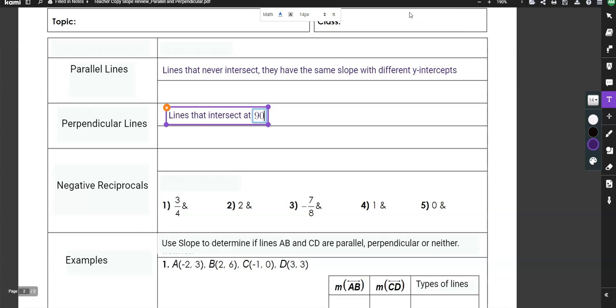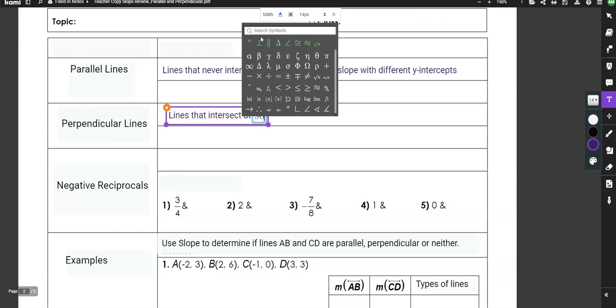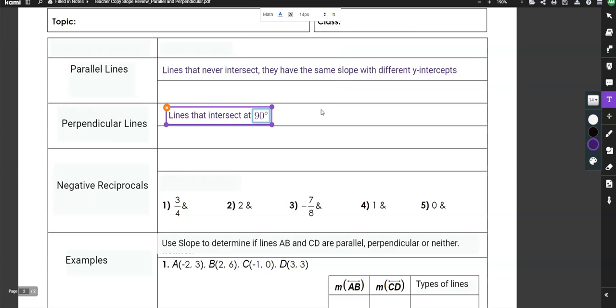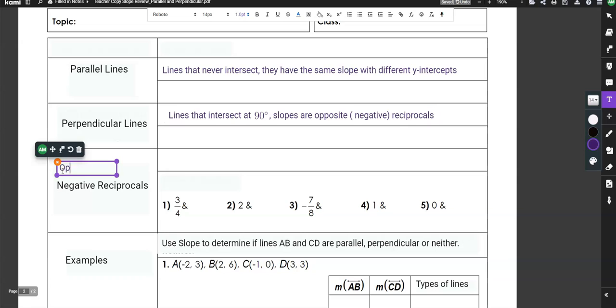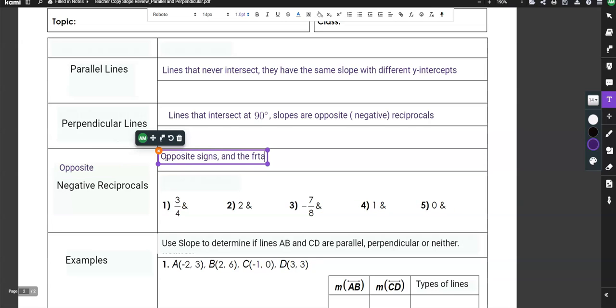Okay, they always intersect at 90 degrees. Now, what that means is that their slopes are what we call opposite reciprocals. They will also be called negative reciprocals. So we have negative reciprocals or opposite reciprocals. Opposite reciprocals have opposite signs, and the fraction is flipped.